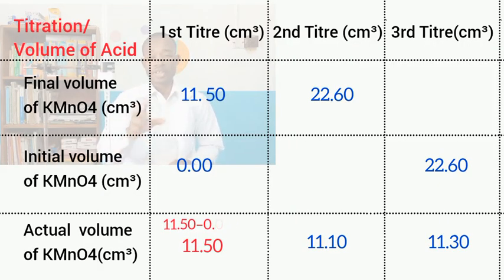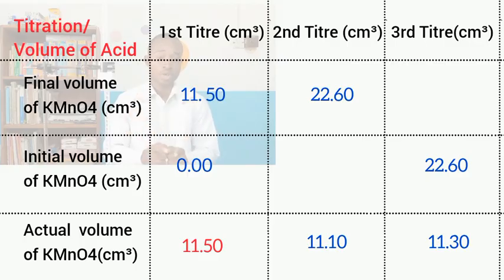Then we move on to the second titration. Now you observe from the table that the final volume of potassium manganate 7 used was 22.60. And now we were given the actual volume of potassium manganate 7 used as 11.10. We are required to obtain the initial volume of KMnO4 used during the redox titration experiment. So how do we obtain that?